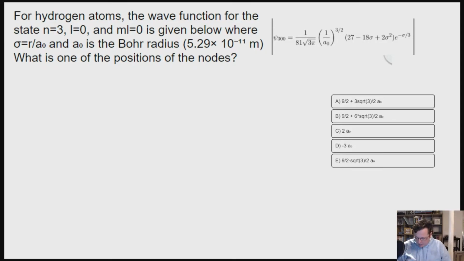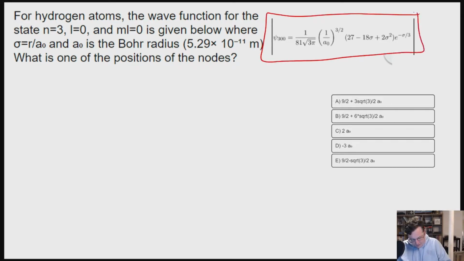So, reading the problem: for hydrogen atoms, the wave function for the state n equals 3, L equals 0, and M sub L equals 0 is given below, where sigma is equal to R, which is the radius, over A0, and A0 is the Bohr radius. What is one of the positions of the nodes? And so we have the wave function right here.